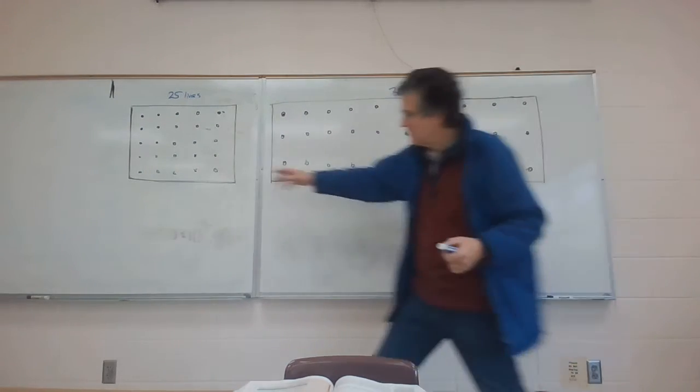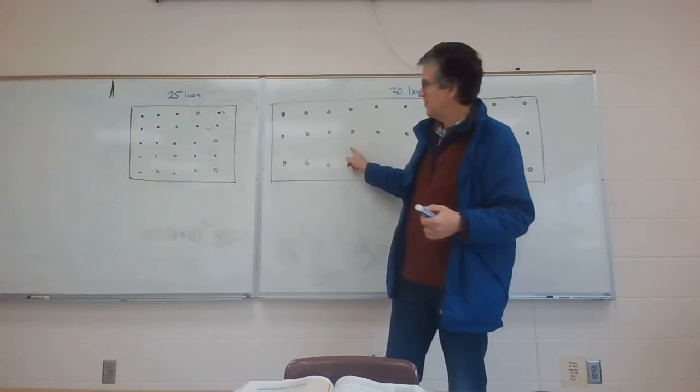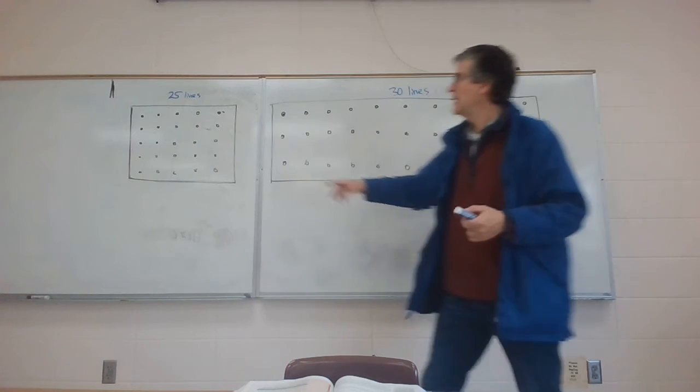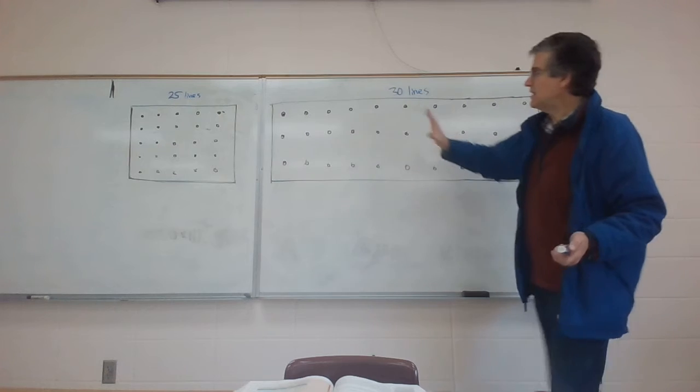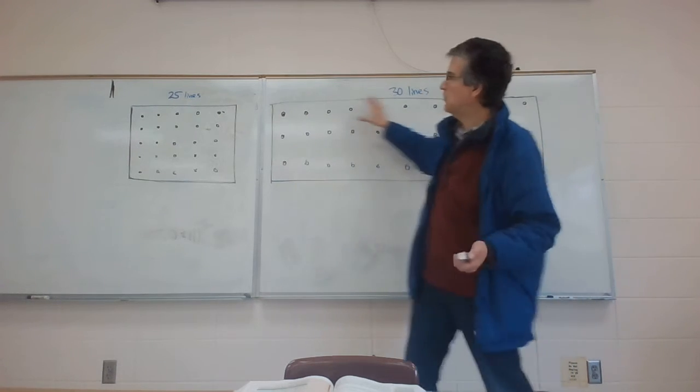So this one is more dense than this one, okay? 25 lines in a smaller area. This is 30 lines in a much larger area. This has the greater flux because it has more lines, okay?